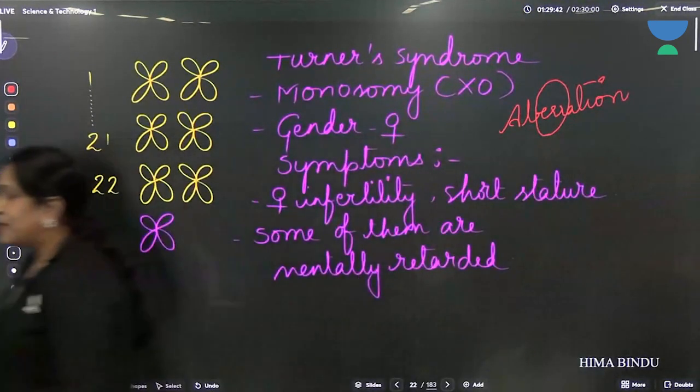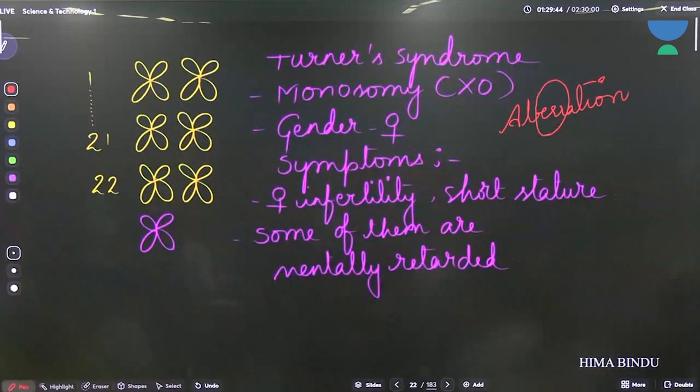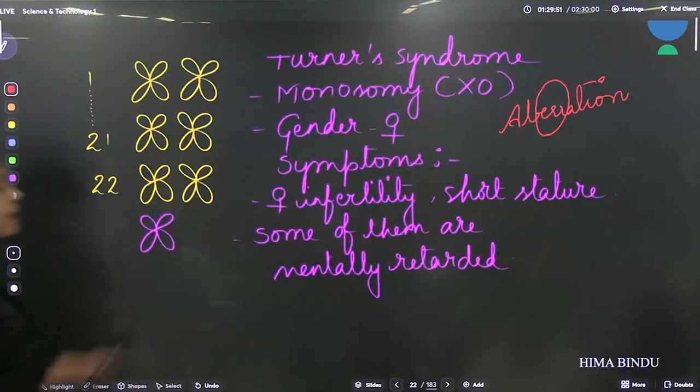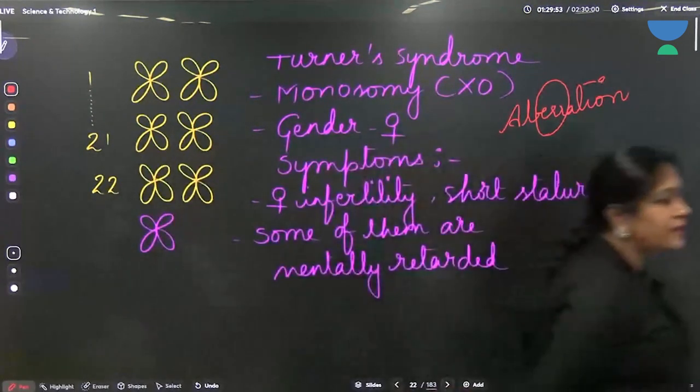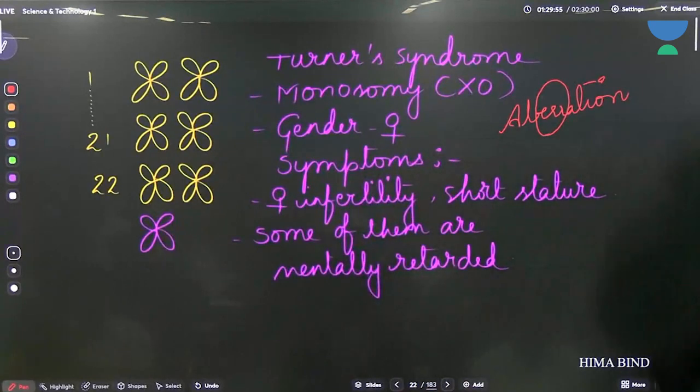Aberrations mean errors, some defects, some abnormalities in the chromosomes. One example is Turner's syndrome. Note the word once. Turner's syndrome.